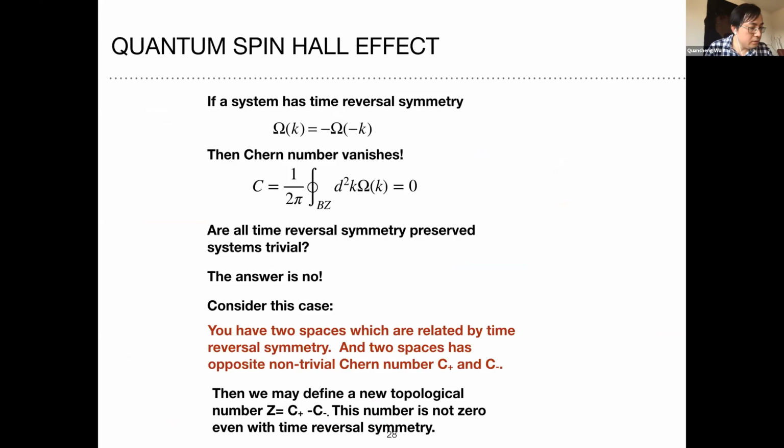Okay, I will quickly introduce another system. This is called the quantum spin Hall system.